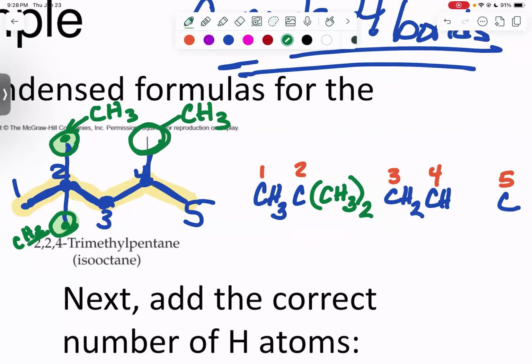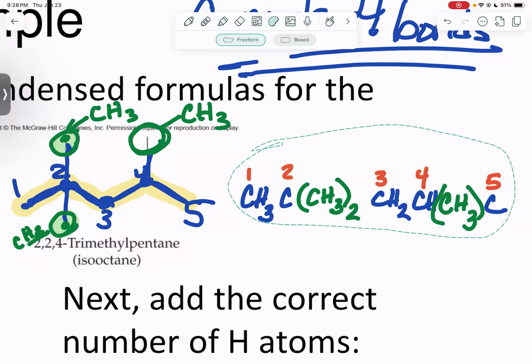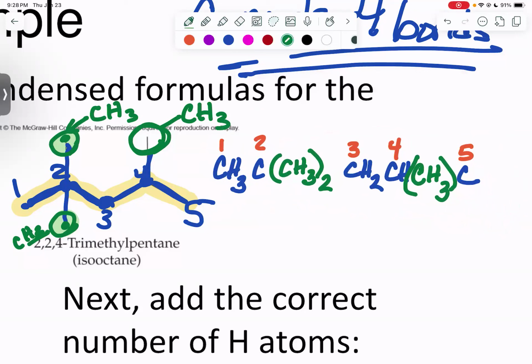I'm really running out of room. Okay, and I'm going to put a CH3, but I can't just leave it like that. It's a substituent, so I'm going to put it in parentheses. So these are the 2 reasons why you would use parentheses: either you have a repeat in the main chain or you have a substituent. Either way, you use those parentheses. Okay, let's not forget carbon number 5. Carbon number 5 only has this 1 bond, so it is going to have 3 hydrogens attached to it.